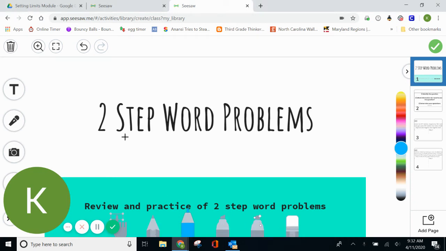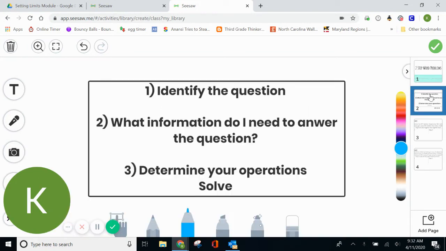Welcome back. This week we're going to be talking about two-step word problems. Before we move into our first example, let's take a look at some of the things we need to consider when solving a two-step word problem.